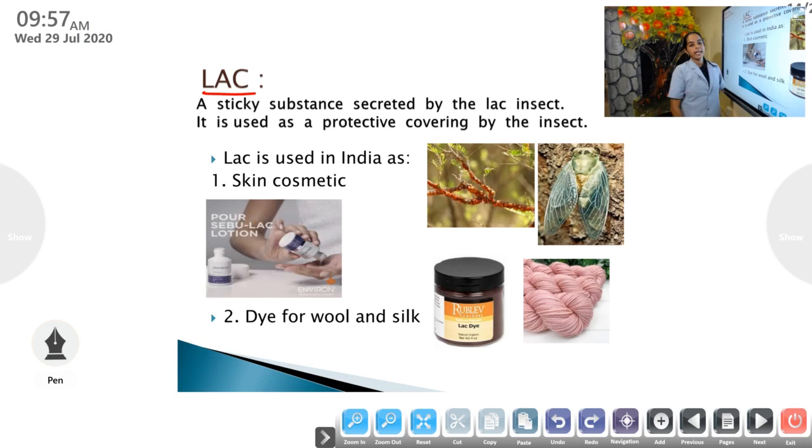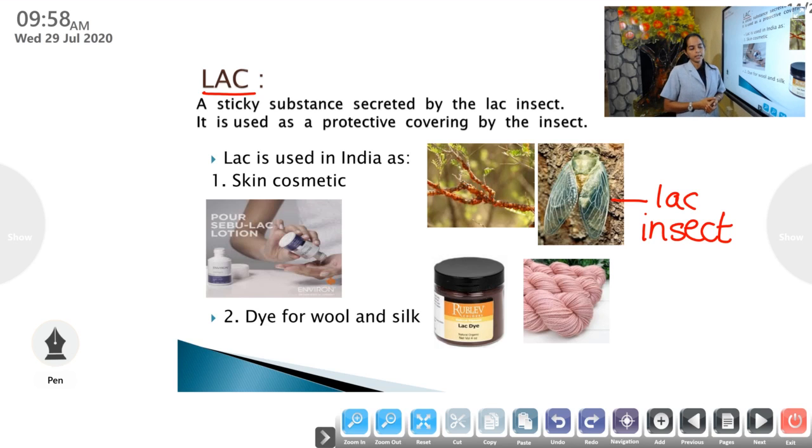Next is a new term, lac. L-A-C, lac. Have you seen this lac? In some trees you can see that. Now this lac is a sticky substance secreted by an insect called lac insect. This is the picture of lac insect. So this lac insect secretes a sticky substance. See this picture? That sticky substance acts as a protective covering for the insect. So lac is a sticky substance secreted by the lac insect.